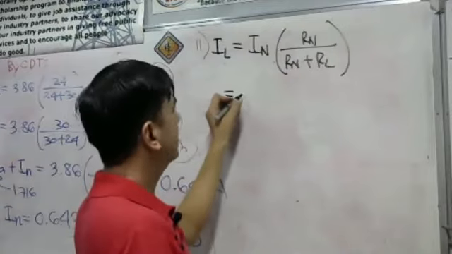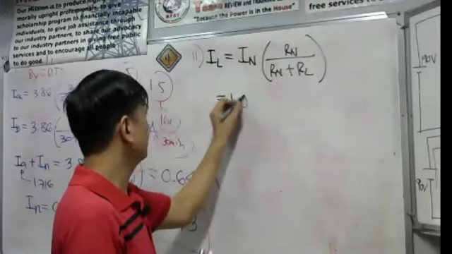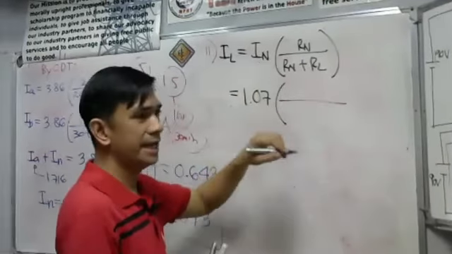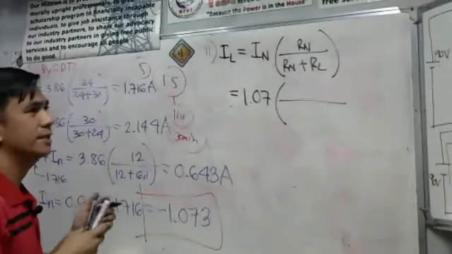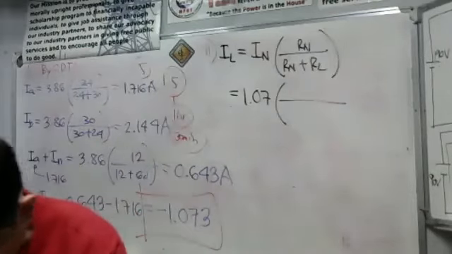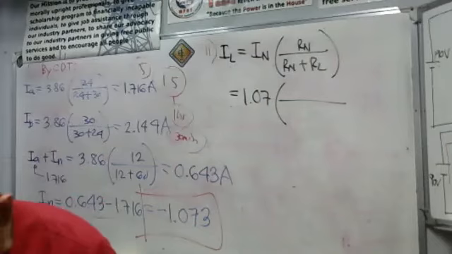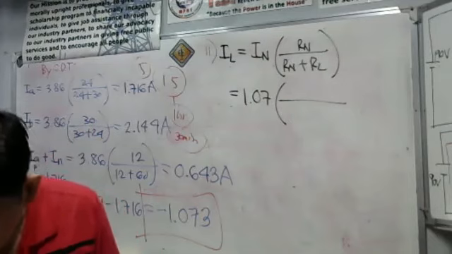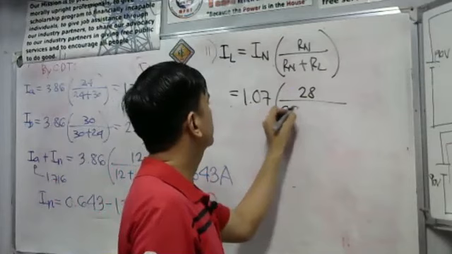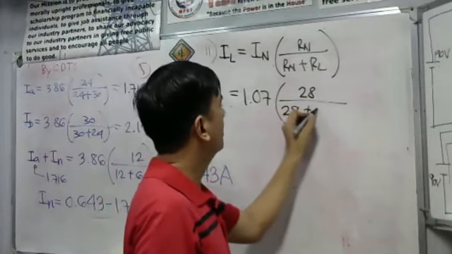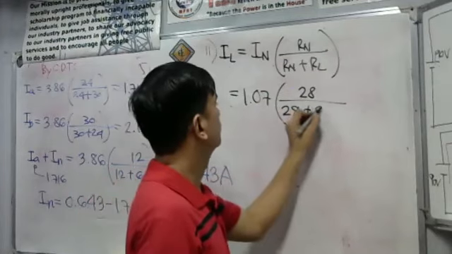What is our IN? We got it already. I will make use of the positive 1.07, then multiplied by RN. What was the RN that we got earlier? I think I erased it. Okay, what is our resistance? We get 28, right? We got 28 here. So we have here 28 plus our RL. What is our RL, by the way? Is that 2? 2. Okay.